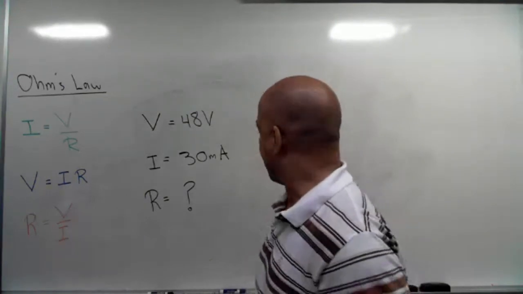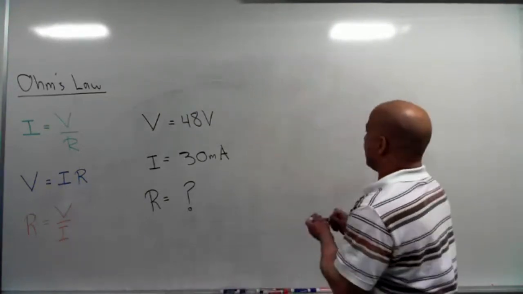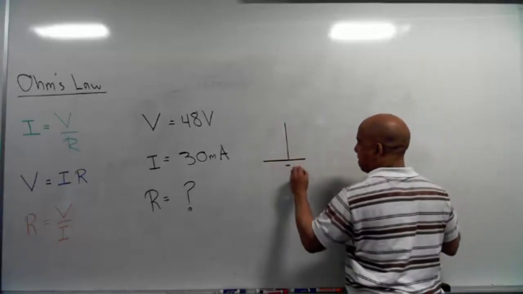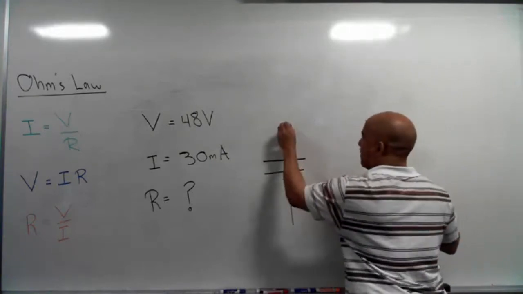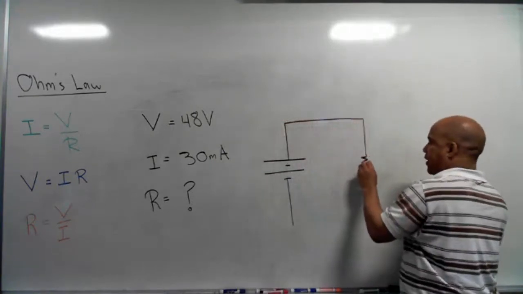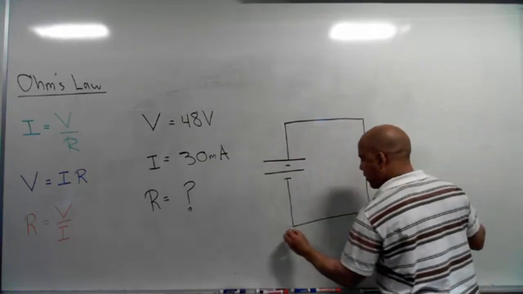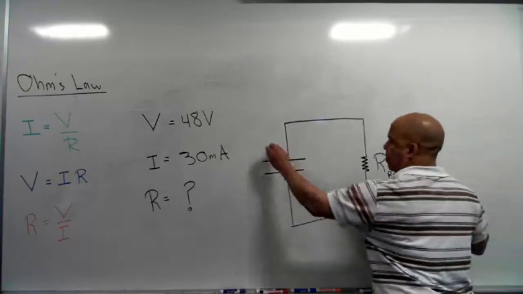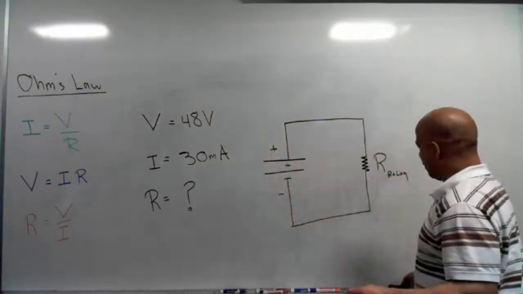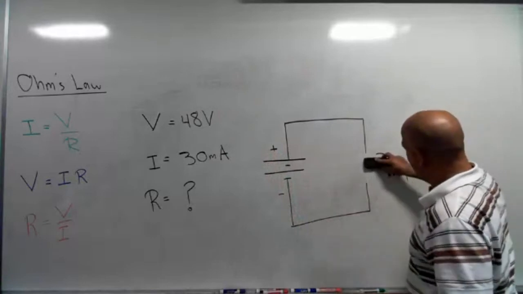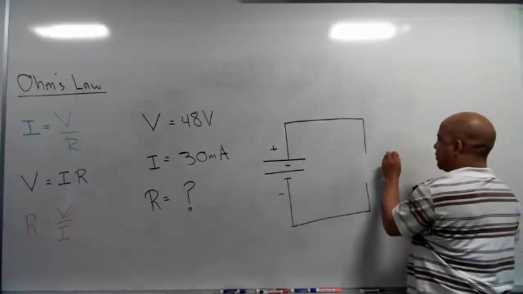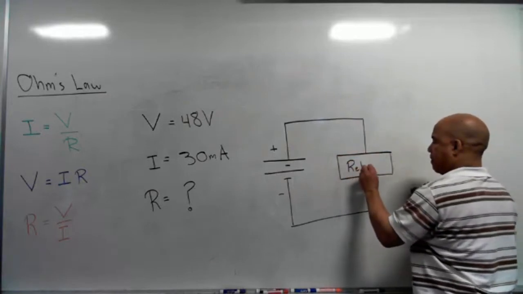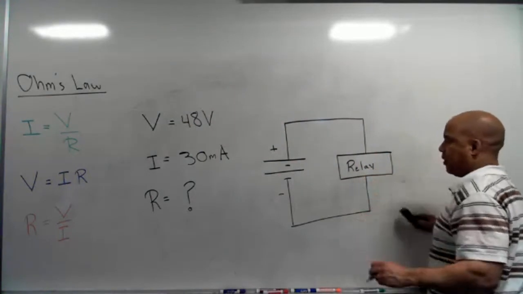So you have a choice here when you make your circuit diagram. You can either draw your circuit like this, and you can draw a resistor over here, maybe call it R relay. Or if you don't know what the schematic symbol for a relay looks like, you can do what I said before, just draw a box. Call it relay. So either one is okay.